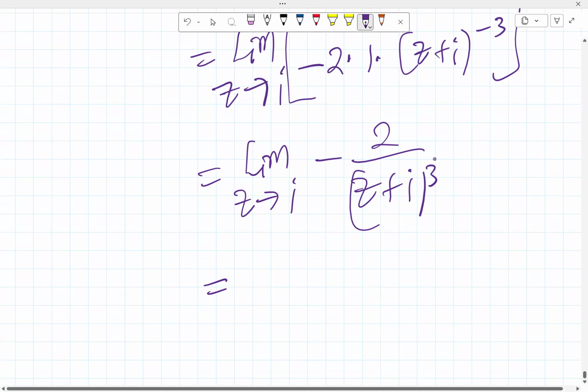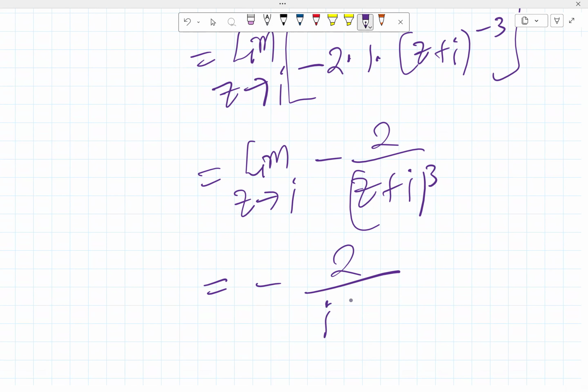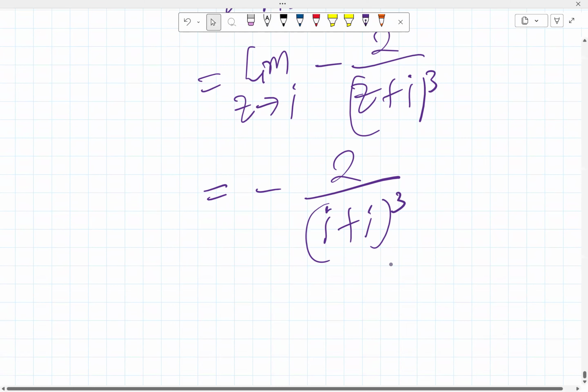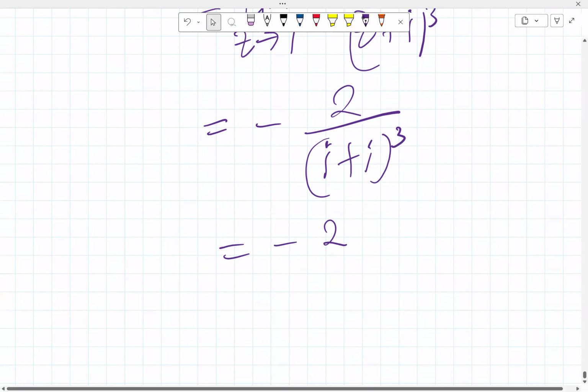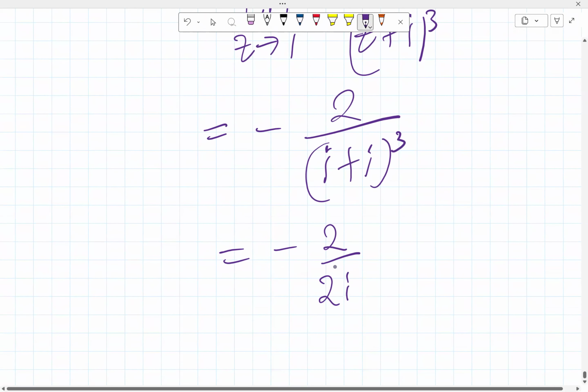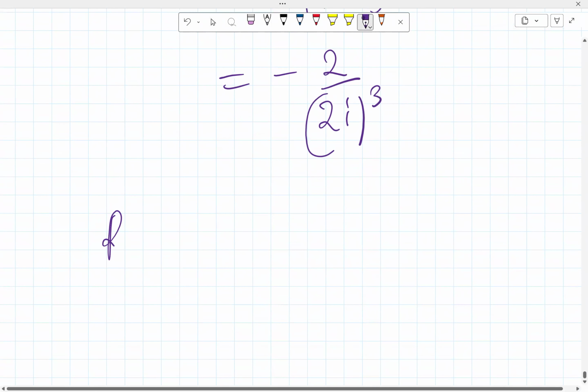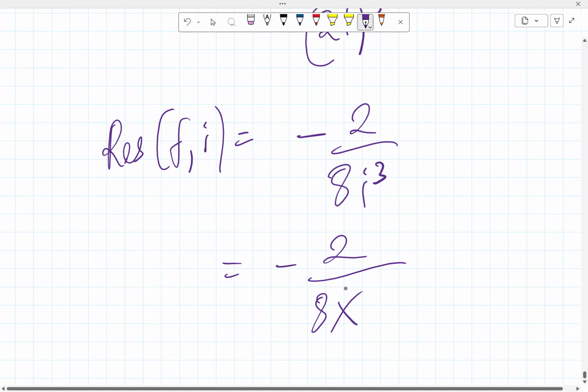So we can then substitute i for z. So that's minus 2 over (i + i) raised to power 3, which is minus 2 over (2i) raised to power 3. So we are still doing the residue, don't forget. That's the residue of f at i. That is now minus 2 over 8i cube, and then that is minus 2 over 8 times i.